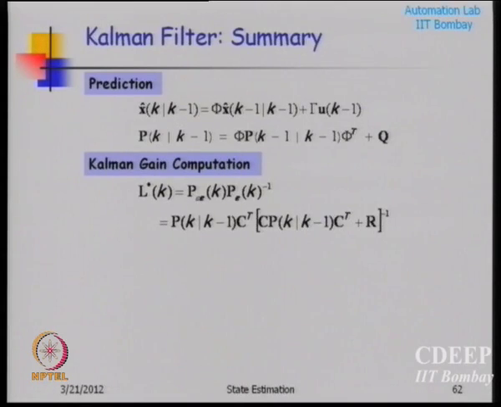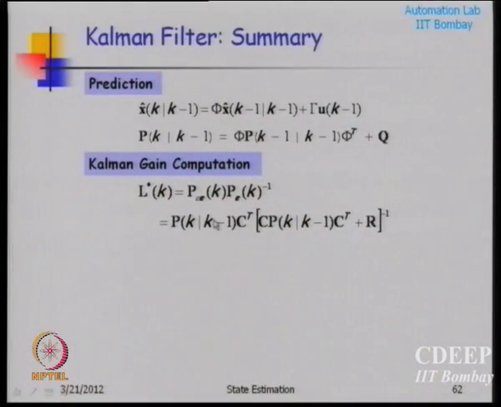Kalman gain computation is this: P epsilon E into P E inverse. We have computed these terms earlier and kept them aside, and I am just substituting them here. Just look at the slides, we have done these calculations. So this is how you compute the Kalman gain. If you know P_{k|k-1}, phi, R, and Q, you can compute the Kalman gain.